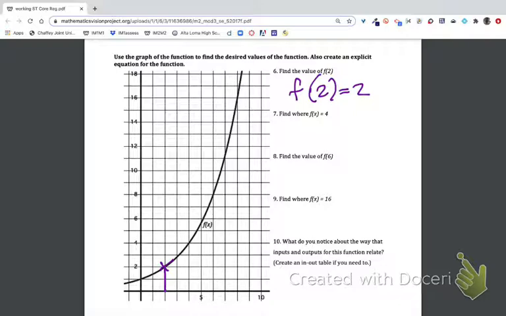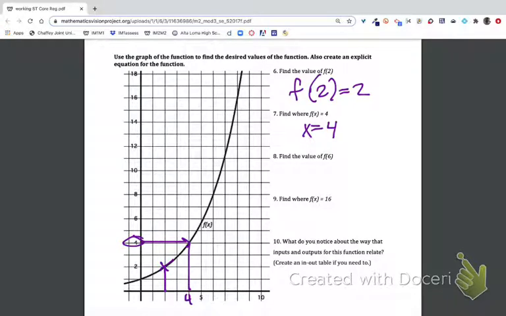Now instead of doing 8, because that's much like 6, I'd like to do number 7. So find where f of x equals 4. So now you need to find out where this graph, where the y value is going to be equal to 4. So I'm going to look here, go across. Sure enough, when f of x equals 4, the x value is also 4.